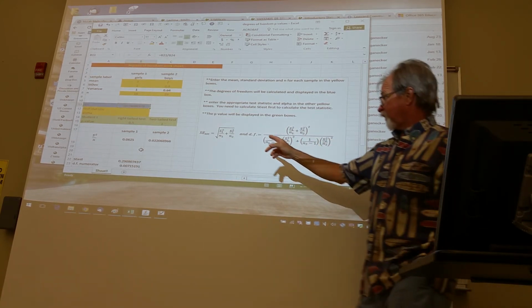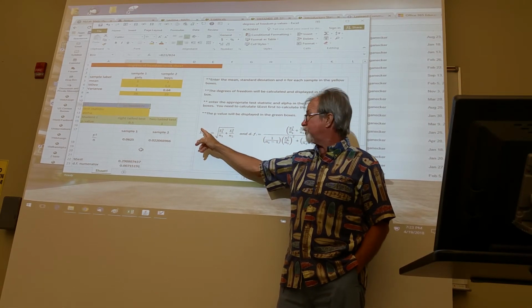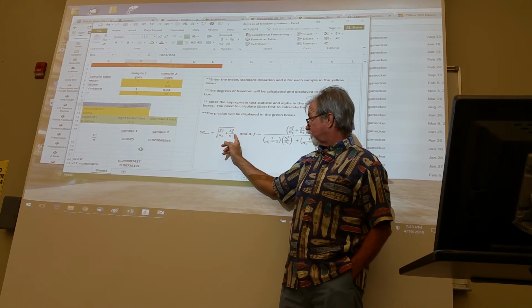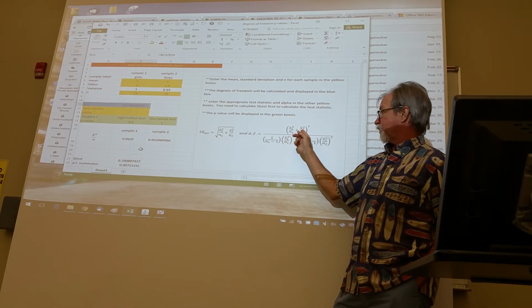And then there's another little formula over here that has, remember when we deal with T, we always had to use the standard error estimate, which is basically just the square root of the part of the numerator.